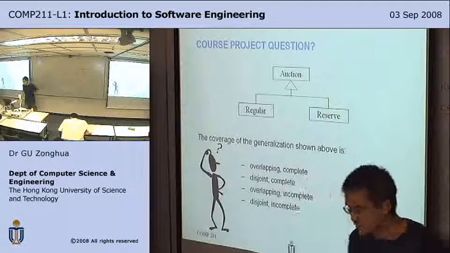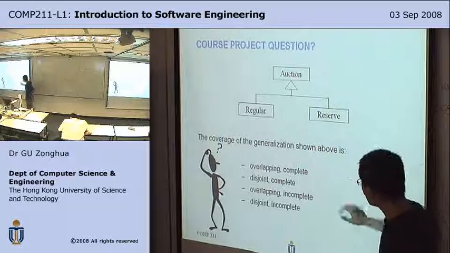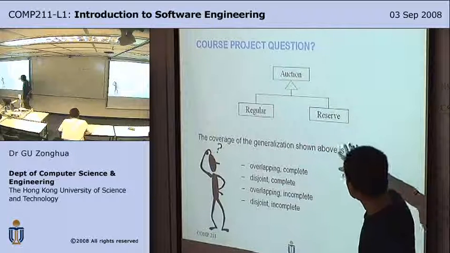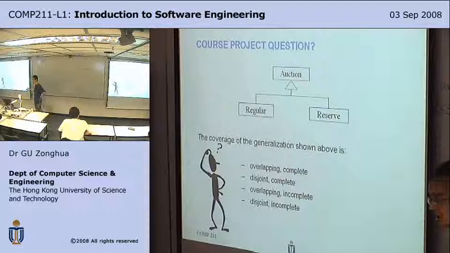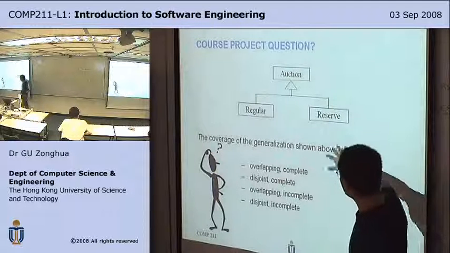So this is disjoint, and it is incomplete because in the problem description we have another type of auction called Dutch auction, which is not shown in here.